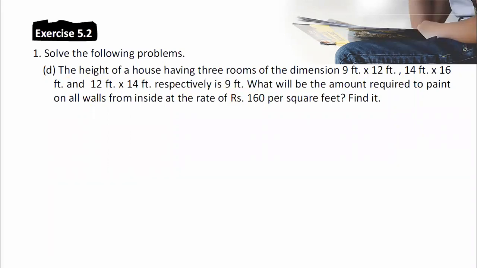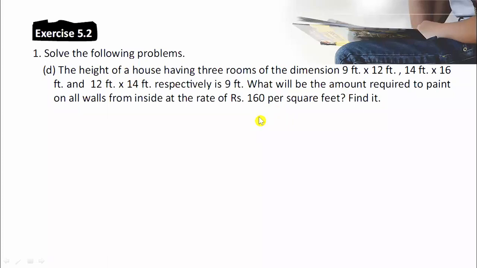There are 3 rooms in a house, the length and breadth of all 3 rooms are given, and the height of all 3 rooms is 9 feet. Now what will be the amount required to paint on walls from inside at the rate of rupees 160 per square feet? Question is, what will be the amount required to paint on walls, all walls, that means the 4 walls, at the rate of 160 per square feet. How much cost will it be at the rate of rupees 160 per square feet?